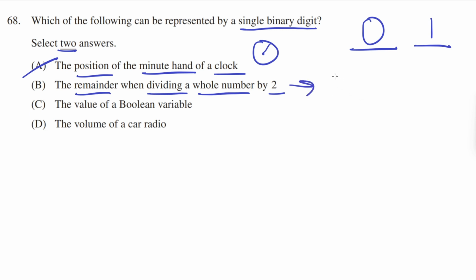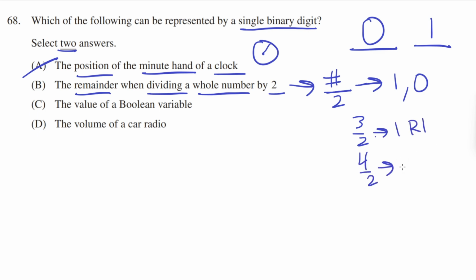So by definition, when dividing any number by 2, the outcome is always going to be either a 1 or a 0 because any number is either divisible by 2 or it has a remainder of 1. So, for example, 3 divided by 2 is equal to 1 with a remainder of 1. And then something like 4 divided by 2 is equal to 2 with a remainder of 0. So the remainder, when dividing any whole number by 2, is always either 1 or 0.